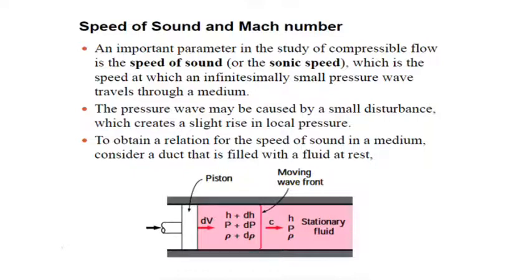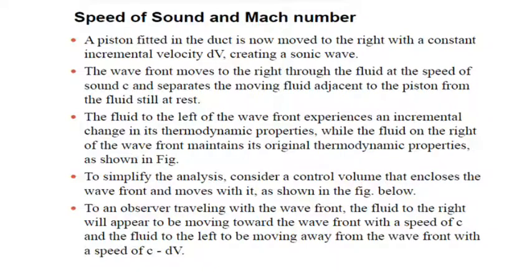Here we consider a piston, how it goes and how it comes out. While moving to the extreme, it gives the original thermodynamic properties like H, P, rho. And for the upper region, we will consider the smaller incremental area as H plus dH, P plus dP, and rho plus d rho. In the next slide, we'll see this in detail.